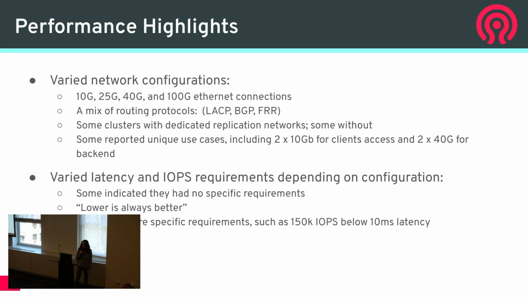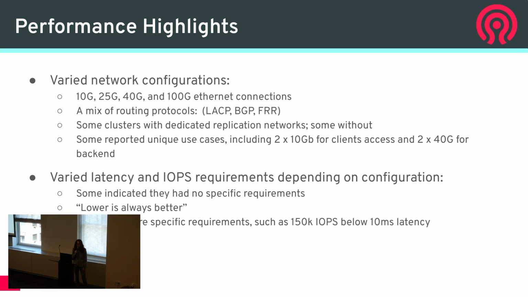So for more performance highlights, we asked people about their network configurations. A lot of you guys have had presentations discussing your network configurations. So I would really like to see us gather more information about this. Since this question was pretty open-ended, we got varied responses, but people gave us information about their Ethernet connections, their routing protocols. Some clusters had dedicated replication networks, some had without, and some reported unique use cases, including 2 times 10 gigabytes for client access and 2 times 40 gigabytes for backend.